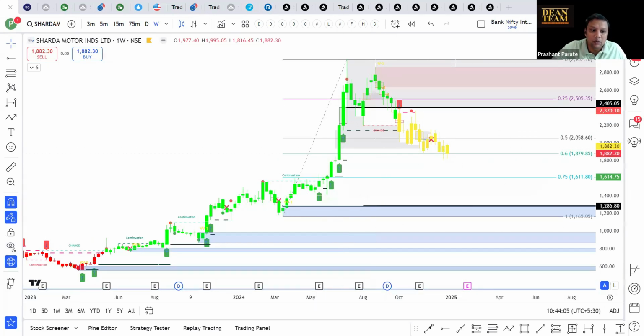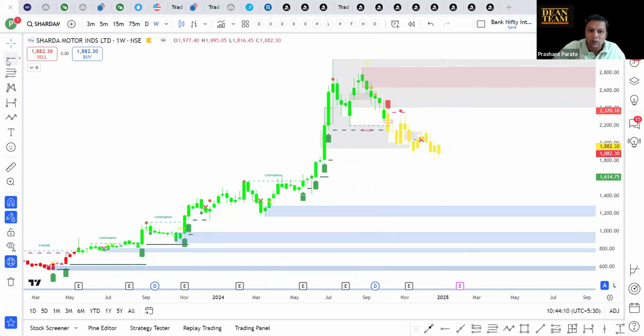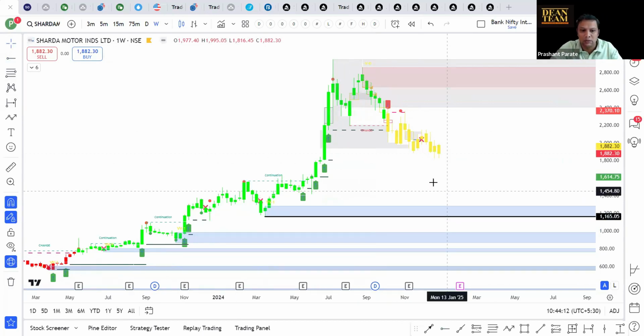If it is for investment purpose, hold on for further gains. If it comes, then well and good. If it doesn't, exit below this 1165.